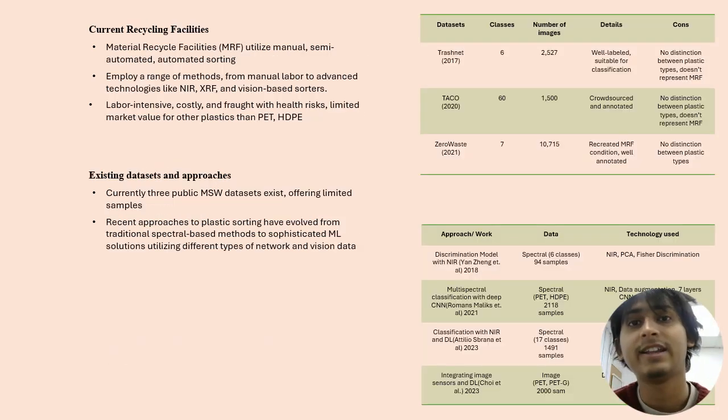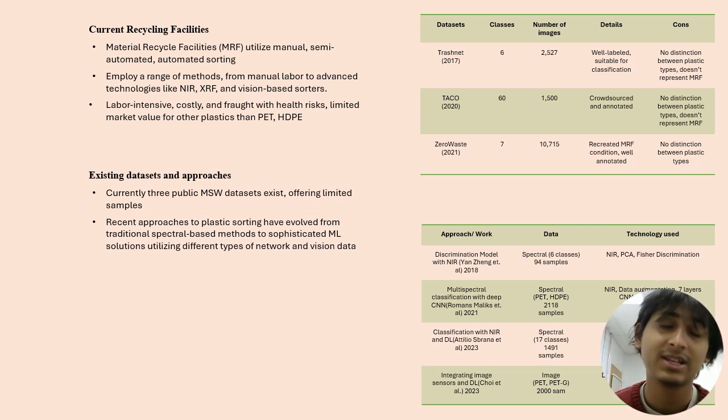Currently, material recycling facilities rely on a combination of manual, semi-automated, and fully automated sorting systems. These systems utilize manual labor, NIR, XRF, and vision-based technologies. However, semi-automated sorting remains the most prevalent. Challenges such as the low market value of plastics other than PET and HDPE, health risks to human labor, and issues with contaminated or dark plastics persist. MRFs report that 35% of colored plastics are incorrectly sorted and 5% of sorted bales are rejected due to contamination.